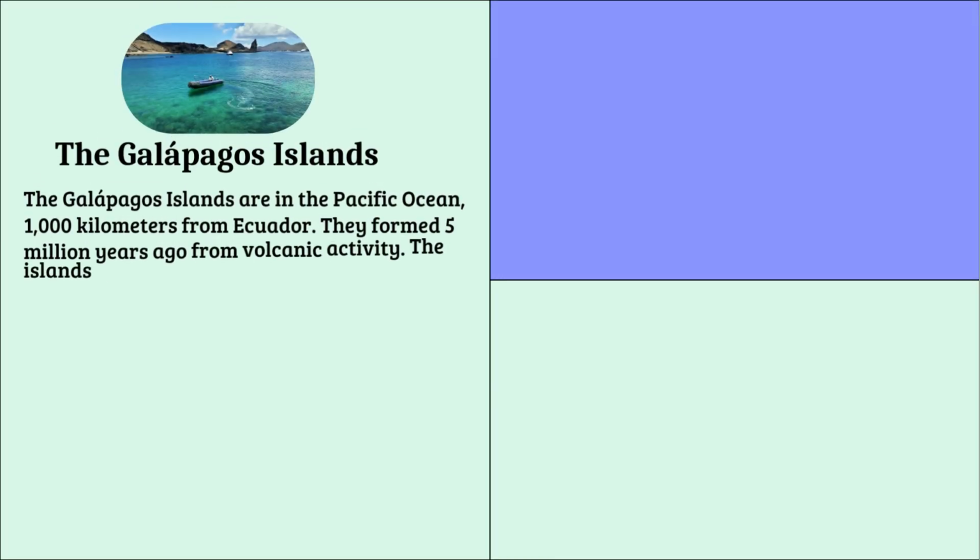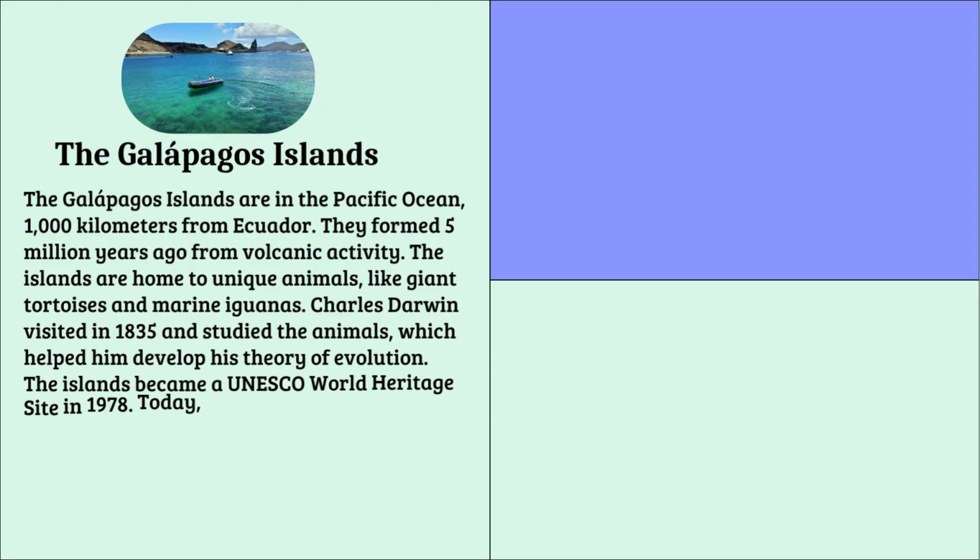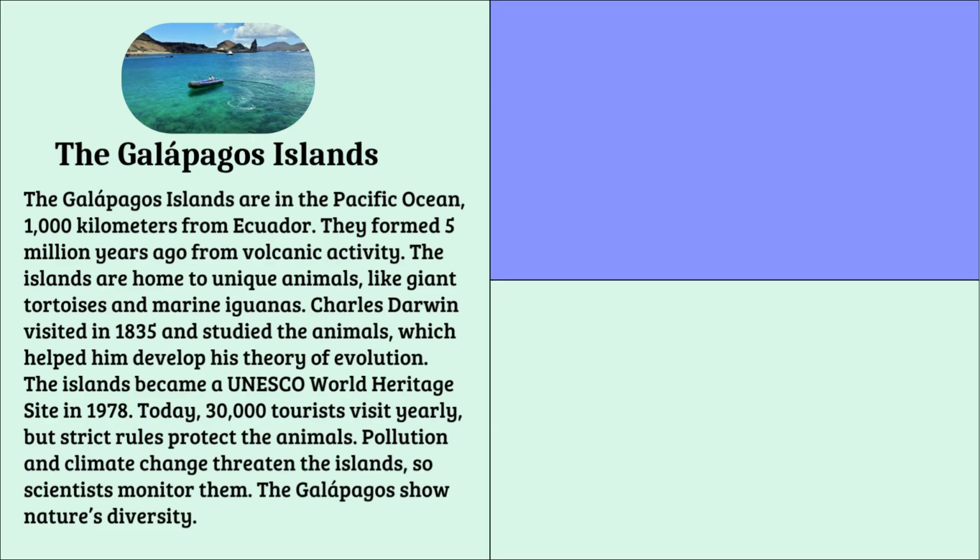Let's look at some examples. Here's the Galapagos Islands. The Galapagos Islands are in the Pacific Ocean, 1,000 kilometers from Ecuador. They formed 5 million years ago from volcanic activity. The islands are home to unique animals, like giant tortoises and marine iguanas. Charles Darwin visited in 1835 and studied the animals, which helped him develop his theory of evolution. The islands became a UNESCO World Heritage Site in 1978. Today, 30,000 tourists visit yearly, but strict rules protect the animals. Pollution and climate change threaten the islands, so scientists monitor them. The Galapagos show nature's diversity.